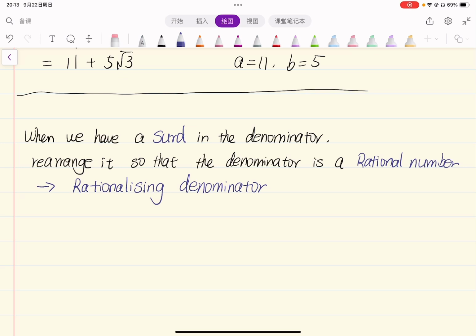There are three rules to rationalizing denominators. The first one is 1 over square root of a. What should we do? We times square root of a both on the numerator and denominator, and what we get is the square root of a over a.